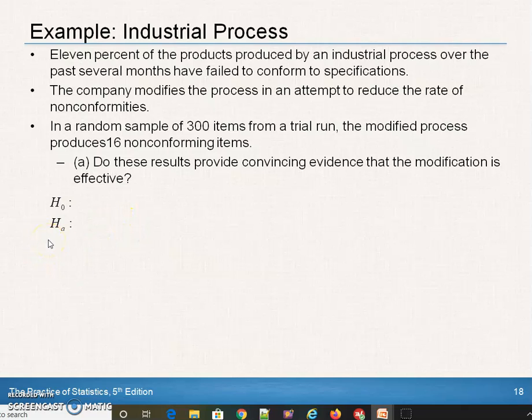What's the null hypothesis? Well, let's see. It's got to be the p. It's got to be equals. But what is it going to equal? 0.11. 11%. They didn't write it as a number, so it's hidden in there. That's the null hypothesis. The alternative, we want to see if it's less than.